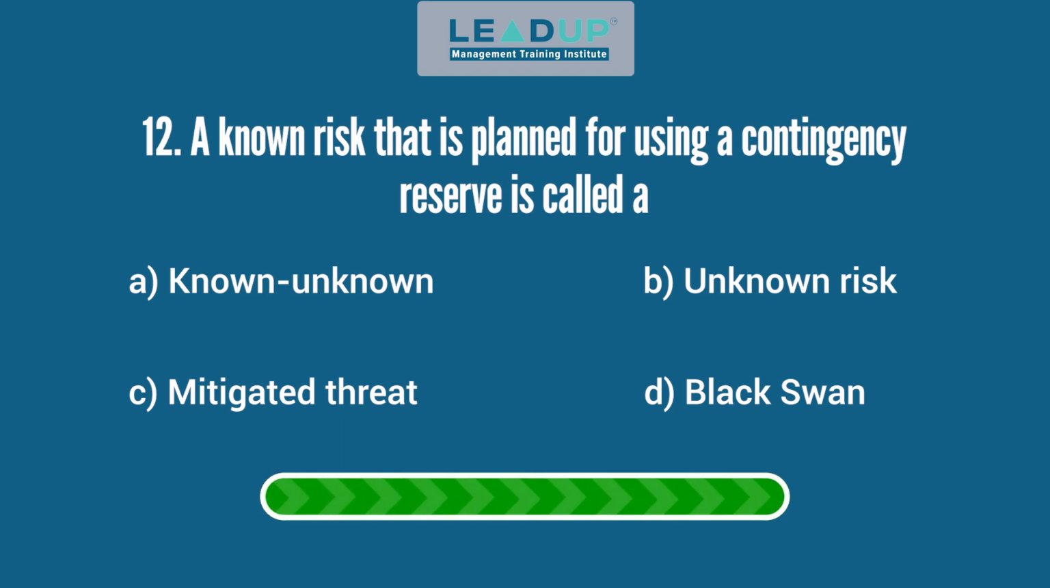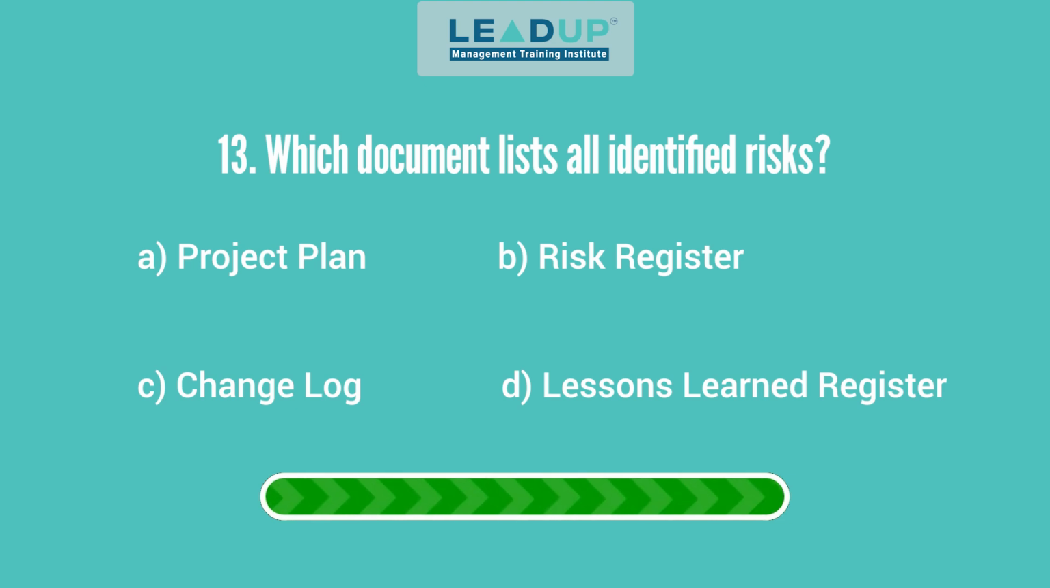A. Known unknown, B. Unknown risk, C. Mitigated threat, and D. Black swan. Answer: Known unknown. Question 13. Which document lists all identified risks? A. Project plan, B. Risk register, C. Changelog, and D. Lessons learned register.